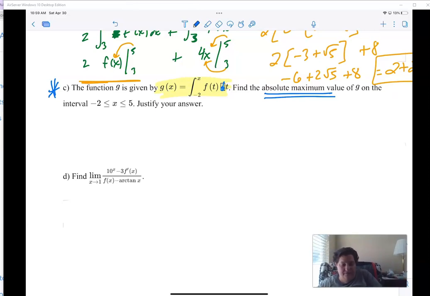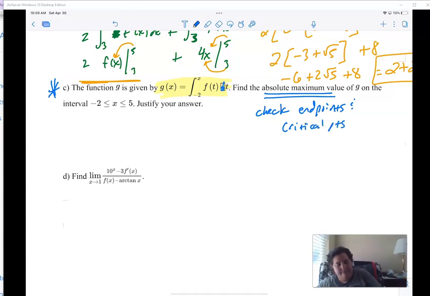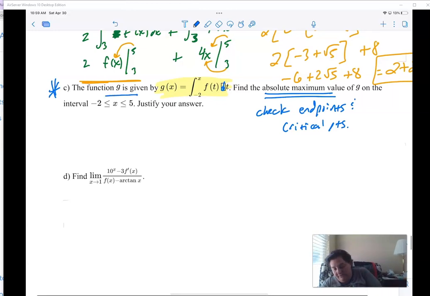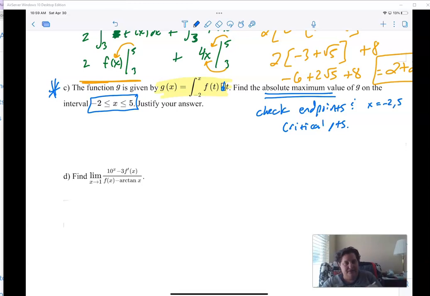In order to find an absolute max, we have to check endpoints and critical points. Okay, we have to check endpoints and critical points. Now, the endpoints, well, look, those are given to me right here. Okay, so my endpoints are at -2 and 5. How do I find my critical points? Okay, let's think about this. We're finding critical points of G. And the way that we find that is critical points are when the derivative equals 0.